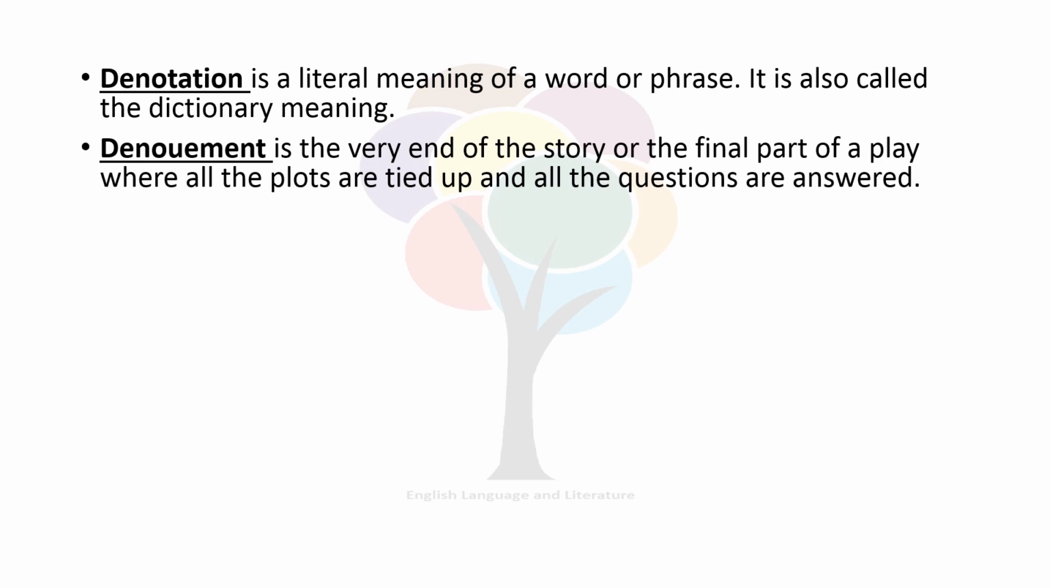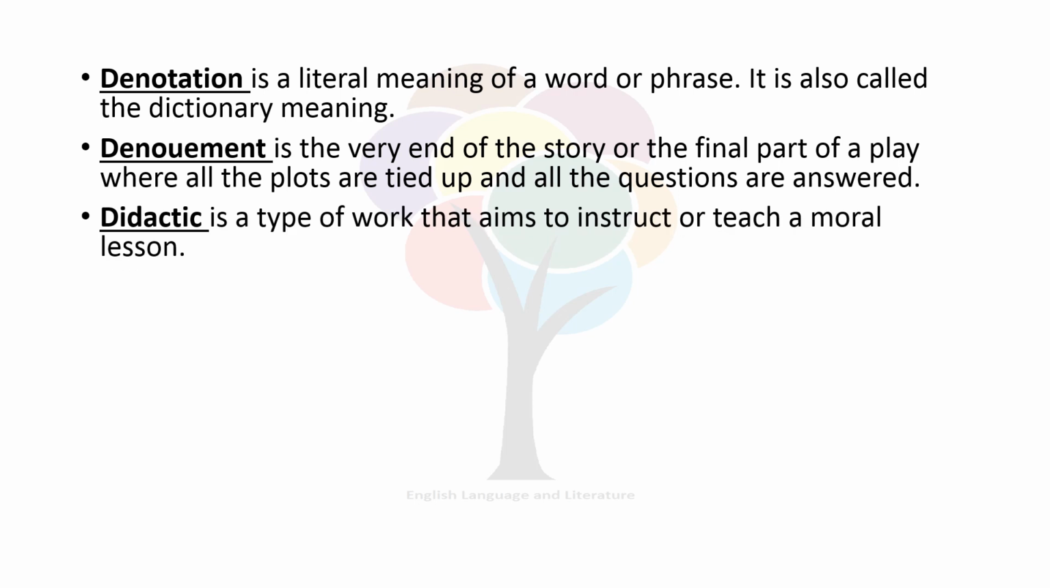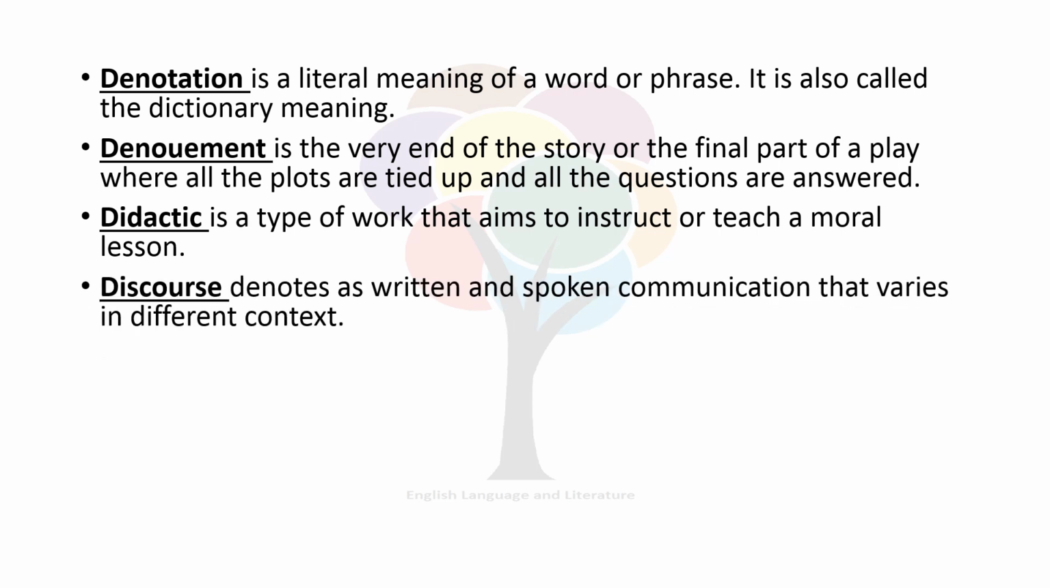Denouement. Denouement is the very end of the story or the final part of a play, where all the plots are tied up and all the questions are answered. This is the conclusion of the play, where all the conflicts are resolved. Didactic. Didactic is a type of work that aims to instruct or teach a moral lesson. Discourse. Discourse denotes a written and spoken communication that varies in different contexts. It is the use of language in speech and writing to produce meanings.